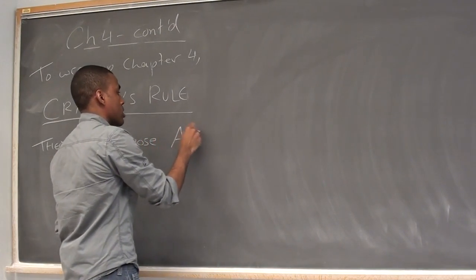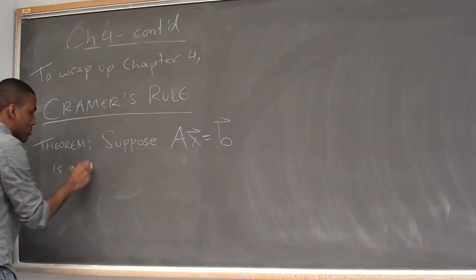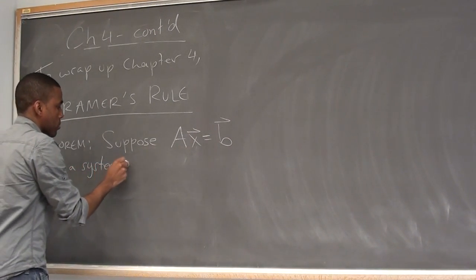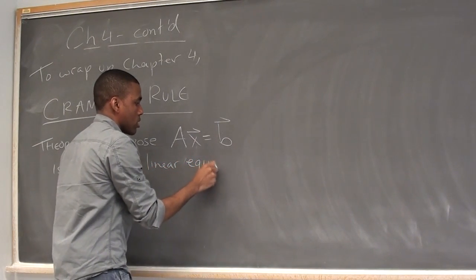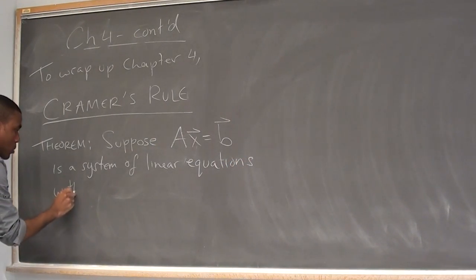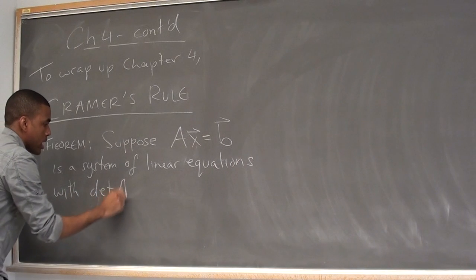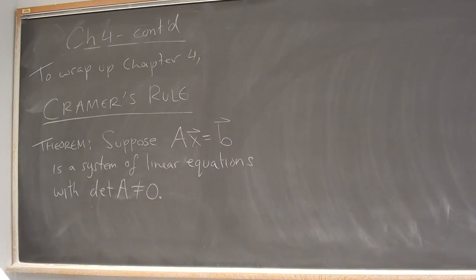Suppose AX equals B is a system of equations with the determinant of A not equals 0. It's very important that that condition is fulfilled.